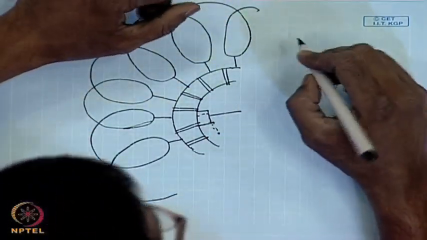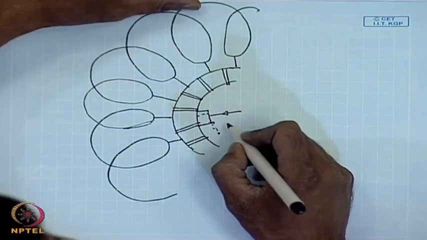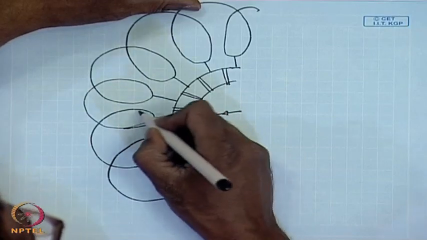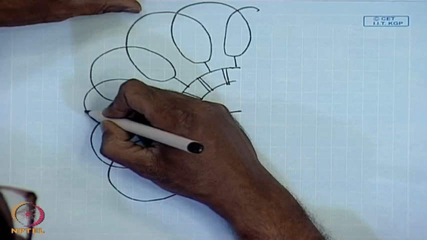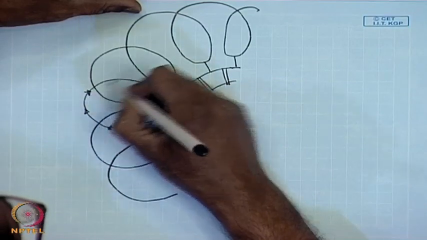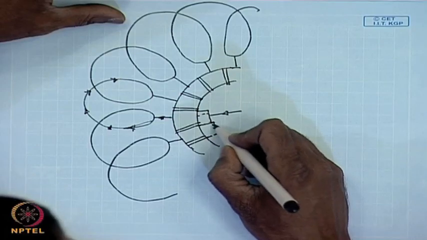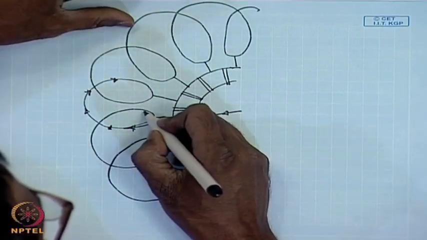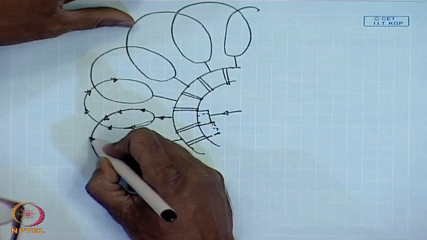Now, what will be the direction of the current? Current is still coming like this, it is flowing like this. In this coil, this was the previous position of the commutator, and in this coil it will now flow like this.